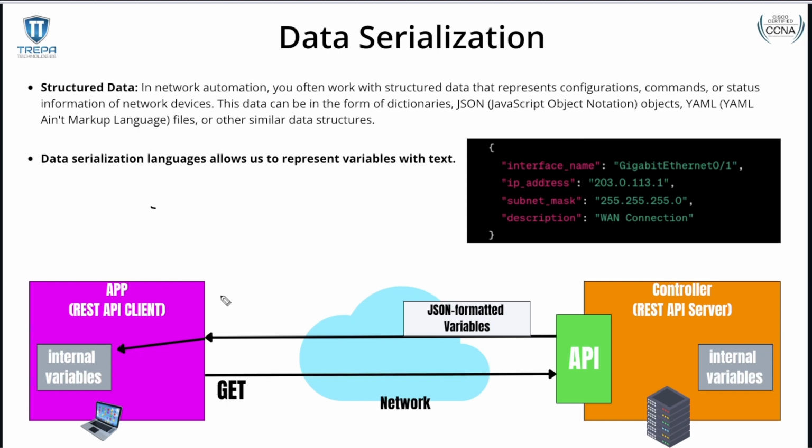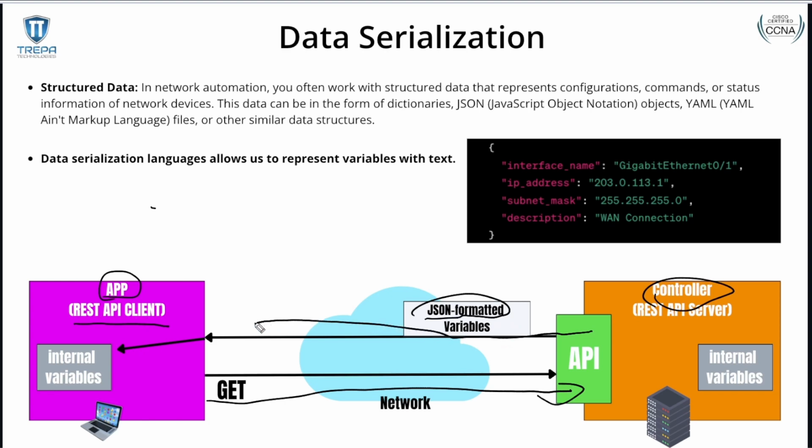So if we look at this diagram, we have this app. And let's say this REST API client needs to do a GET request over to this controller. And let's say this controller holds data in a different language than this app. Without this JSON formatted variables, when it would send that information that the app is requesting back, it wouldn't know what to do with it. It'd be like, this is unreadable to me because we don't have that standard data serialization.